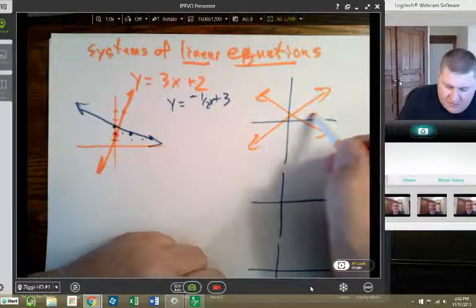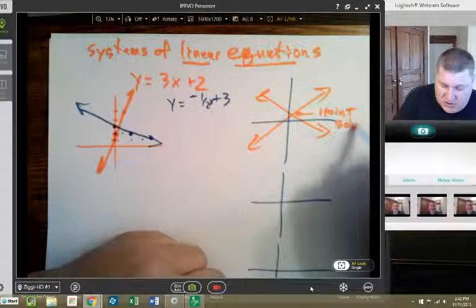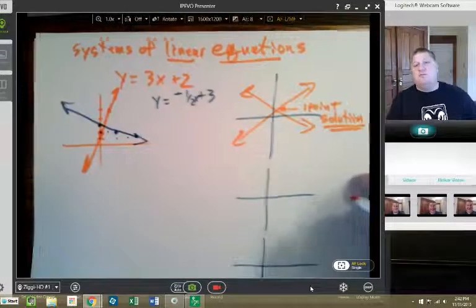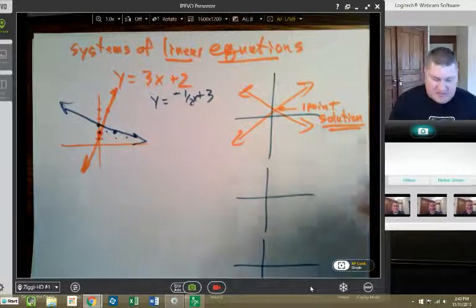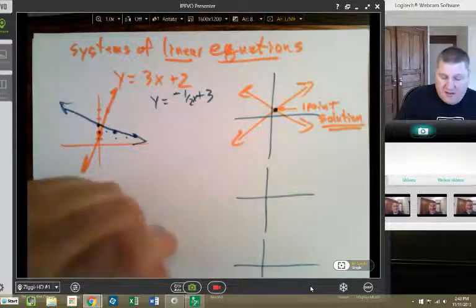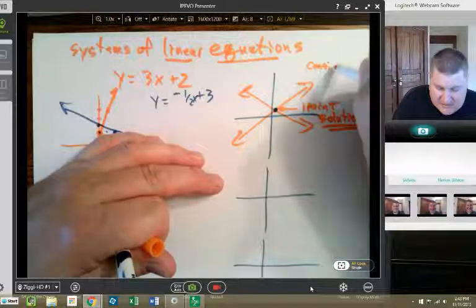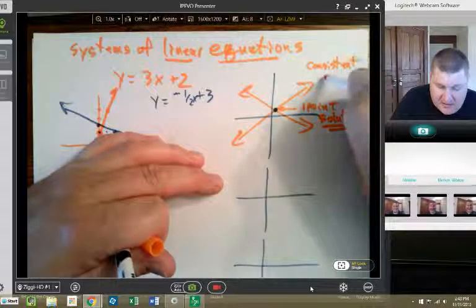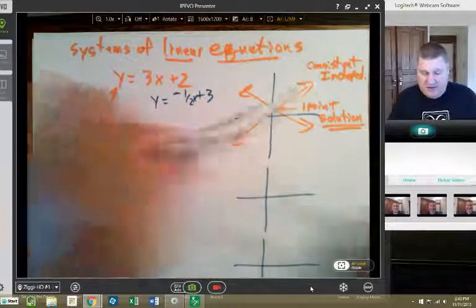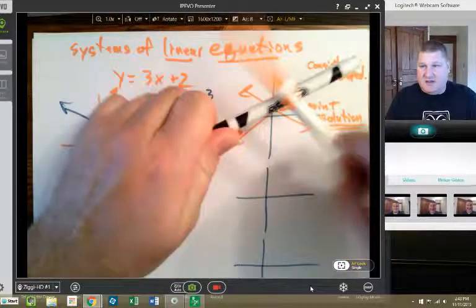They're going to cross, and they're going to cross at one point. Now, that one point is called a solution to the system. And that's going to be important because what we're going to do is we're going to be finding solutions to systems of lines. In this case, there only happens to be one solution to that system. This system will be called consistent and independent. Consistent and independent because they cross, but the two lines are independent of each other. They can be at all sorts of different angles.